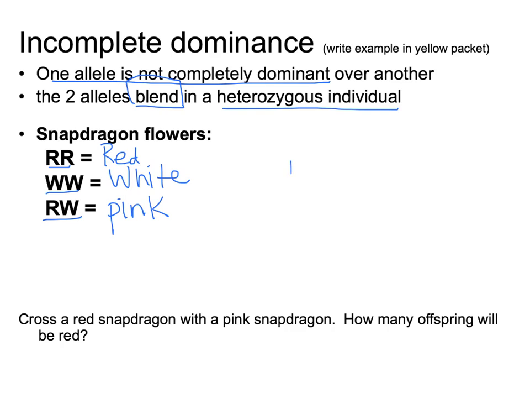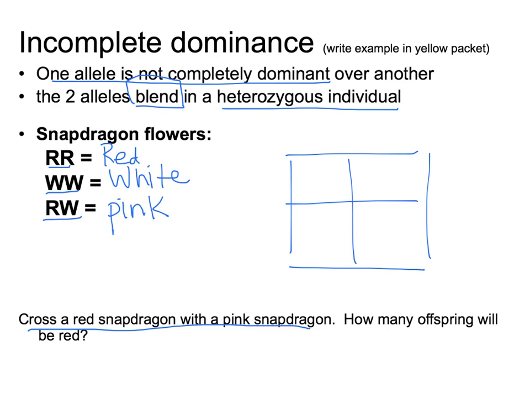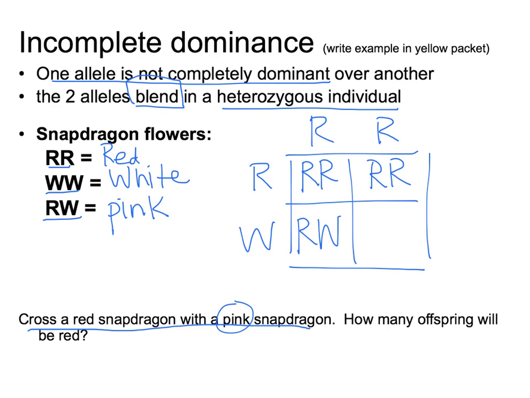So with our example problem in our yellow packet, okay, if you want to look at that sample problem there, we're going to do this example problem, which is cross a red snapdragon with a pink snapdragon. So our red genotype is going to be two big R alleles, all right? And our pink snapdragon, remember, has one red allele and one white allele. So we cross it, and we look at our resulting offspring genotypes, all right?